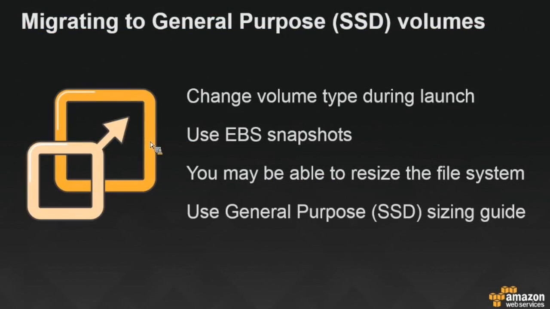How do you migrate to GP2 volumes? If you've got data that's sitting today on a magnetic or standard volume, or data sitting on PIOPS, you can just change the volume type during launch for some of that. So if you're launching new systems from a snapshot, then you can do that. You can use EBS snapshots to migrate data. So if you have data today on magnetic EBS and you want to move it over to GP2, you can just snapshot that data and then use that snapshot to create a new volume, which is GP2.